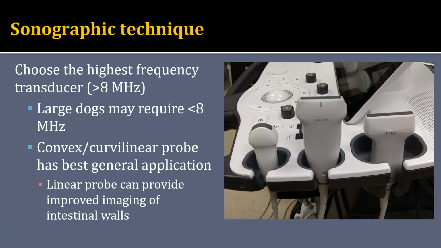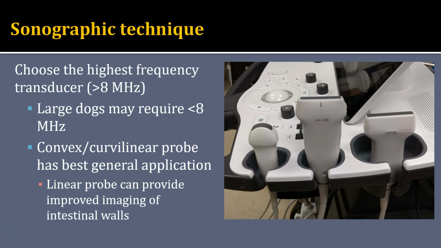As with any other body part, we want to choose the highest frequency transducer that we can. So I typically would like to have a greater than 8 megahertz frequency transducer. That, remember, is going to give us the highest detail and resolution, and that's going to be important when we look at intestinal walls.